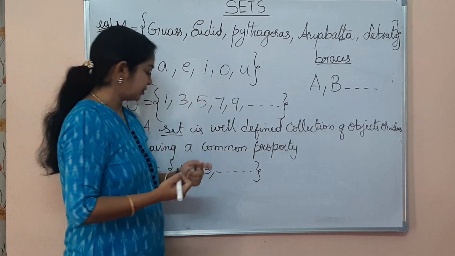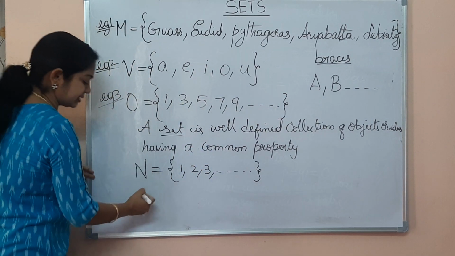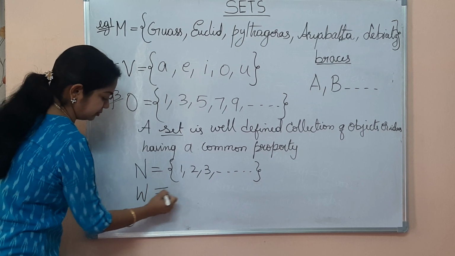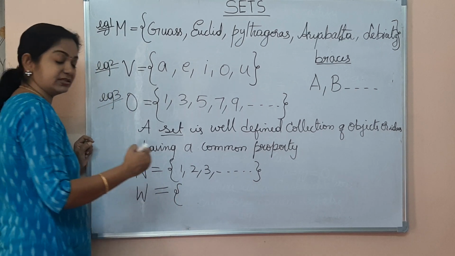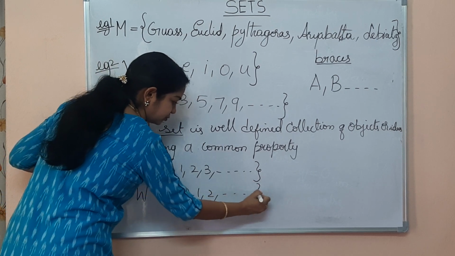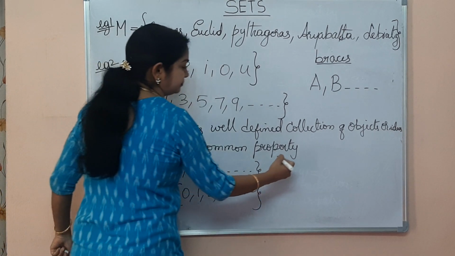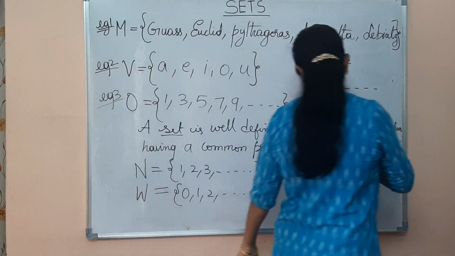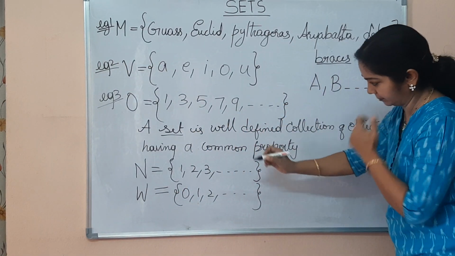Okay, here I'll list out some more examples for you. Like W. W is a set which we have already studied. That is, it starts from 0, 1, 2, 3 and so on. Now if I give you another example like Z.